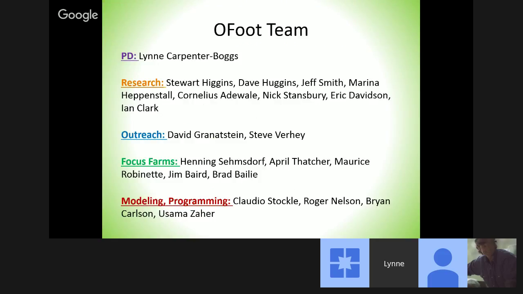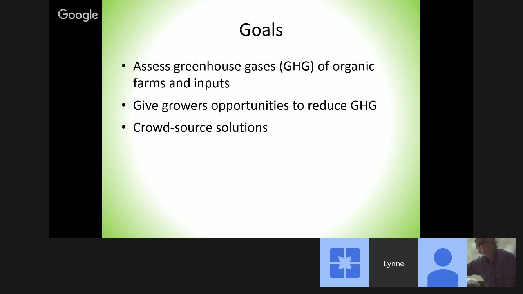And as I mentioned, I've had a lot of people helping out with this, and who remain engaged, including 5 farmers who have been very generous with their time and have shared all of their information about their inputs and activities. So the goals of the project were to assess the greenhouse gases of organic farms and inputs in order to give growers opportunities to reduce their greenhouse gas production and allow for crowdsourcing of solutions once we see what those hotspots are.